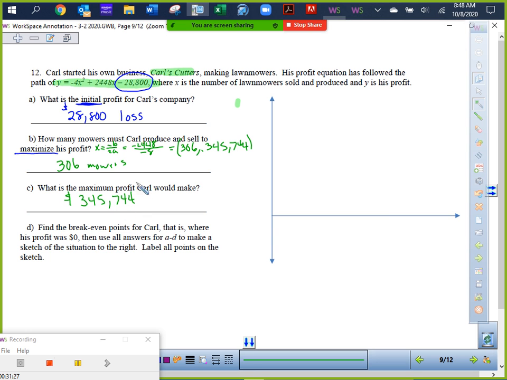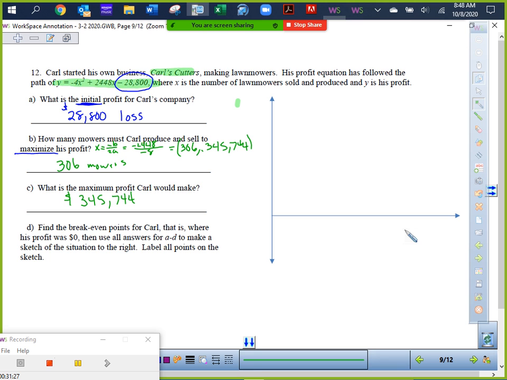What I do want to talk about, though, before we talk about breaking even, is why the heck this makes a parabola. And I'm not an economics major by any means. You can go talk to Mr. Hibbs or whoever wants to tell you, but I know the gist of it, right?